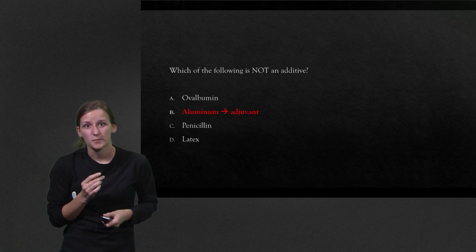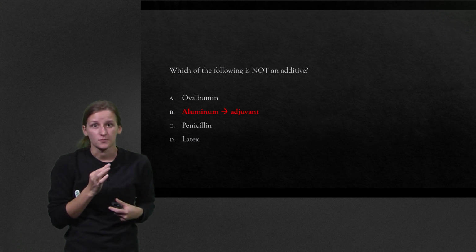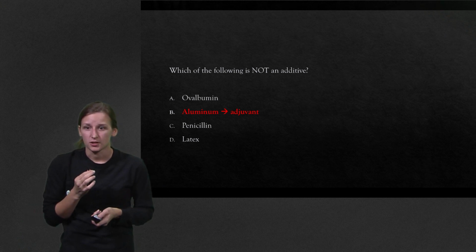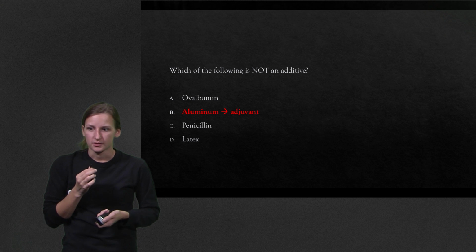This one's going to be aluminum. It's an adjuvant. It helps to increase the immune response. The other ones are just manufacturing products that were left over.